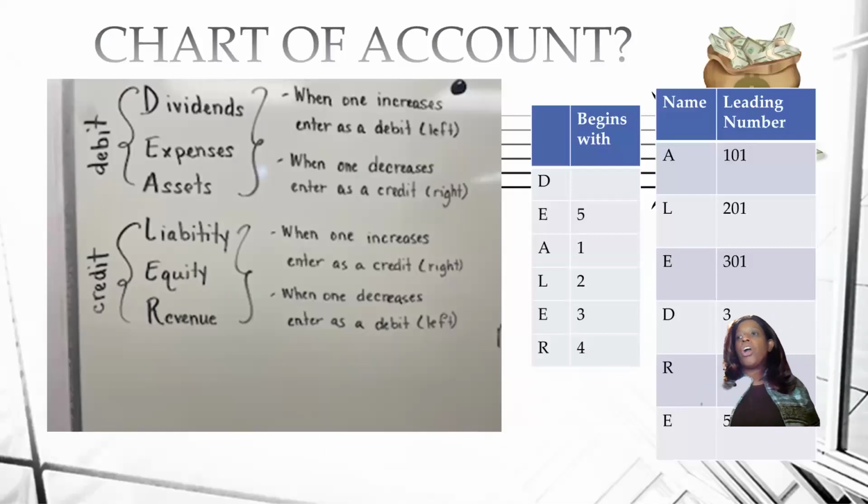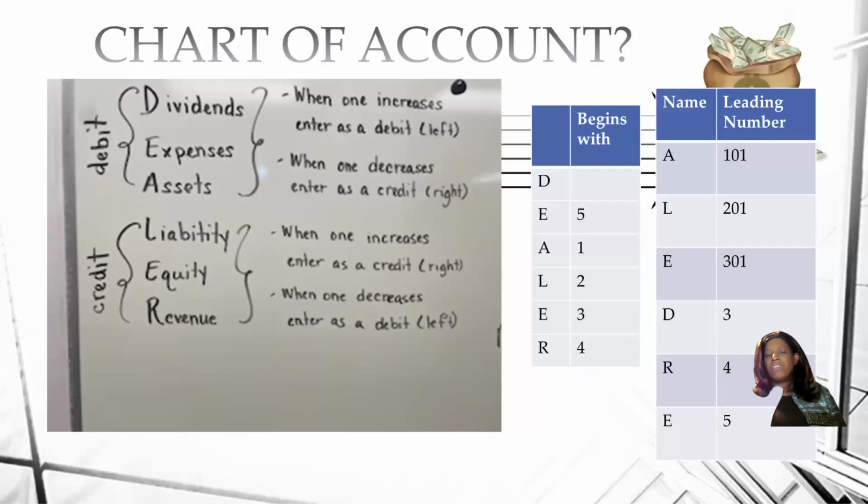Now we're going to talk about the chart of accounts. What is the chart of accounts? The chart of accounts is a structured way to list all of the accounts used in a business entity. Again, it's an organized way to list all the accounts used by a business entity. What does it include? It includes your assets, it includes your liabilities, it includes your income, it includes your expenses.